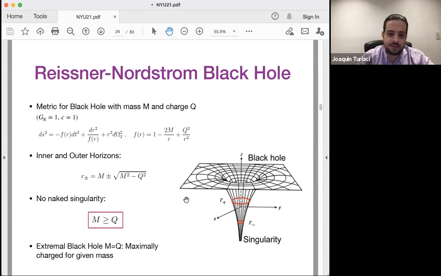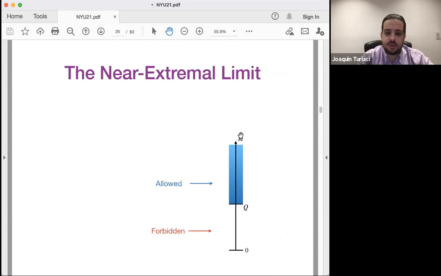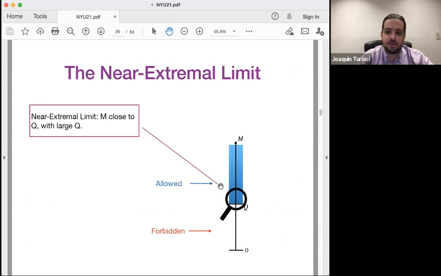Demanding that this horizon exists tells you that the mass has to be bigger than the charge. And this is what is called the extremal limit. So an extremal black hole is a black hole that has so much charge that the charge is equal to the mass, or in other words, it is maximally charged for a given mass. So in the spectrum of masses, we have the value of the mass equal to the charge, and we have the allowed region of masses bigger than the charge. And the near-extremal limit will mean that we zoom in to the region of masses very close to the charge.